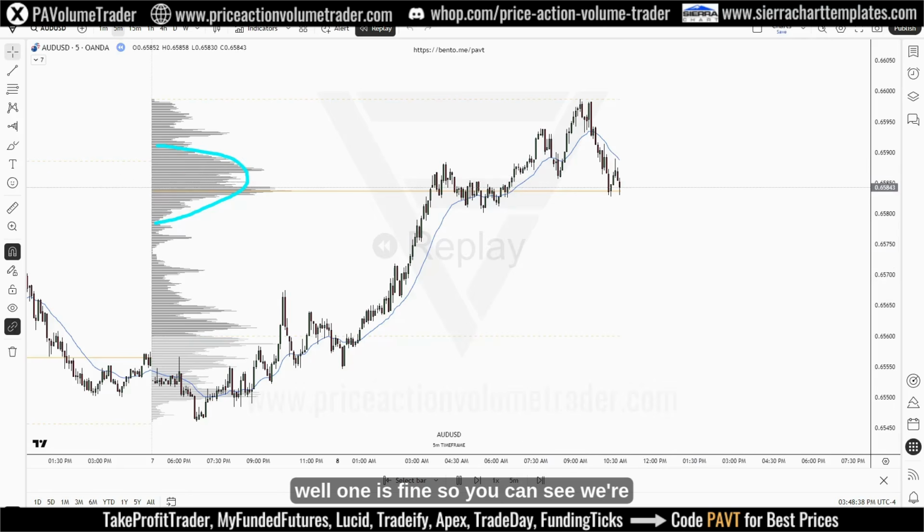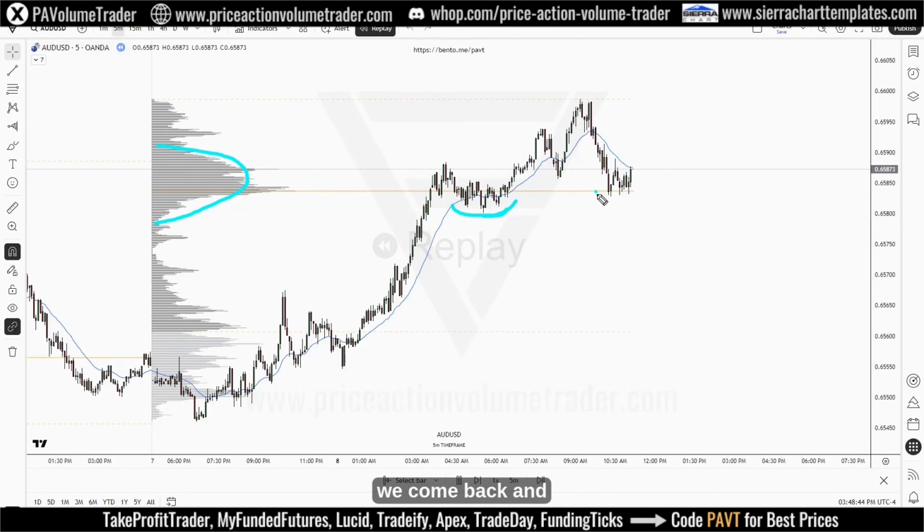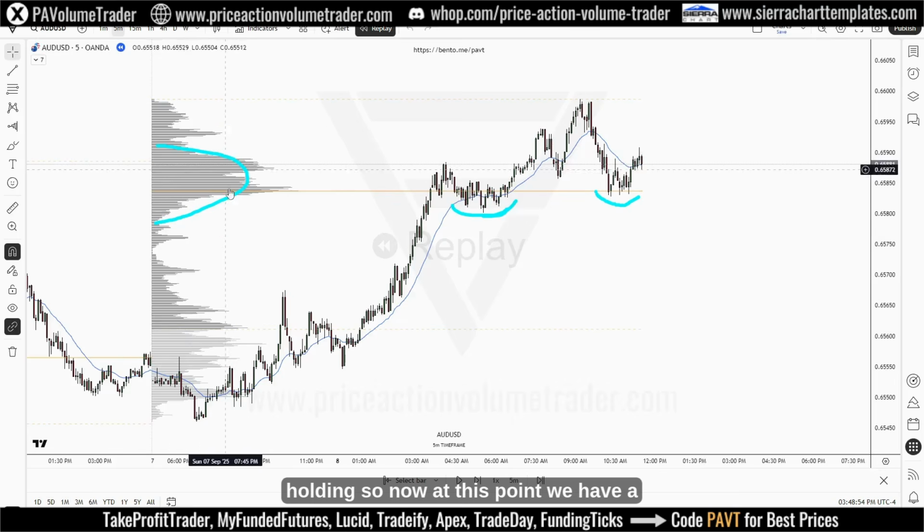Oh, well, 1 is fine. So you can see we're already establishing support here. So now we come back and we establish support again. This is the second time that this area has been holding. So now at this point, we have a well-defined high volume node.